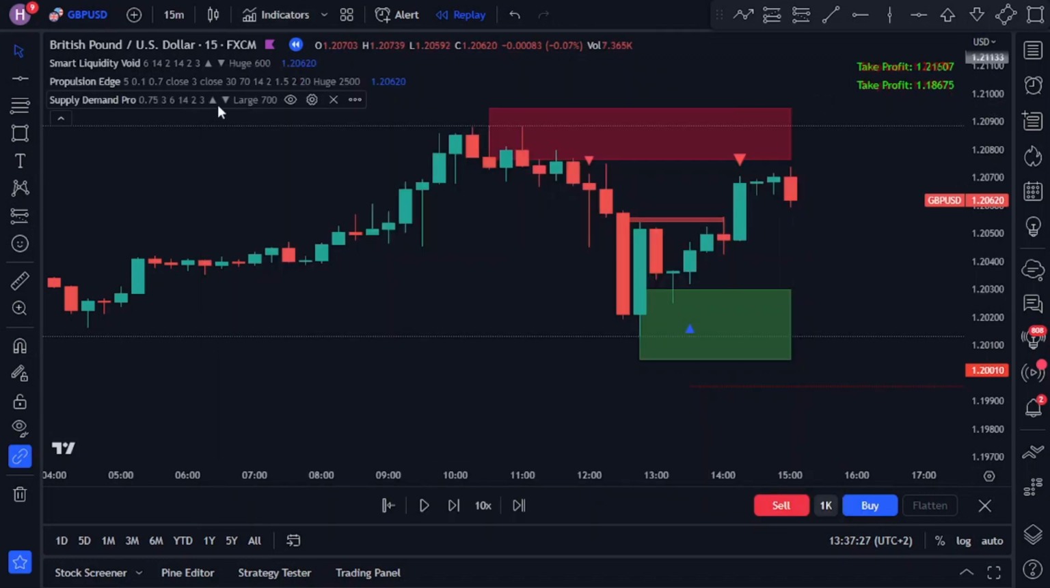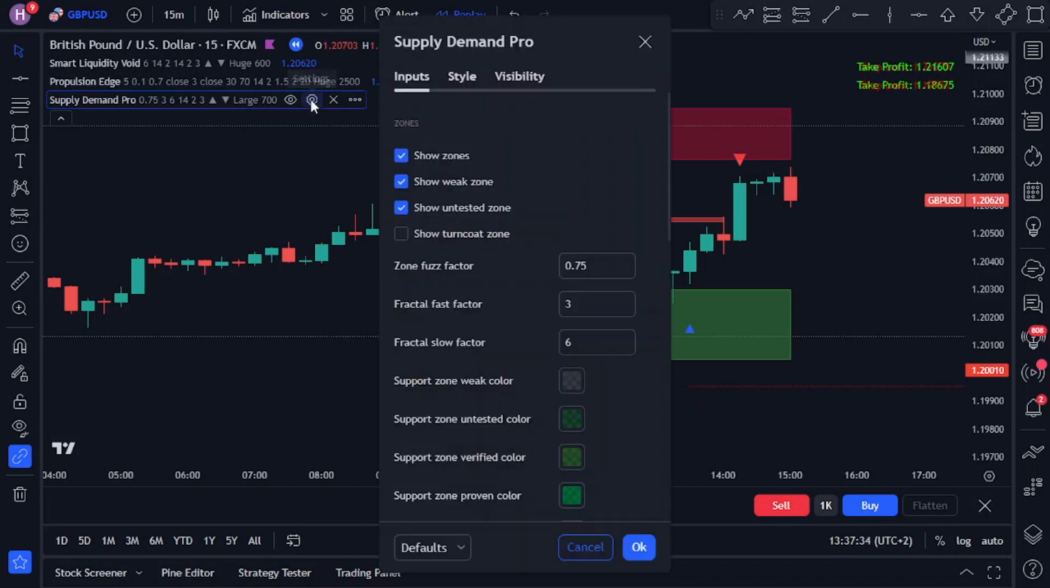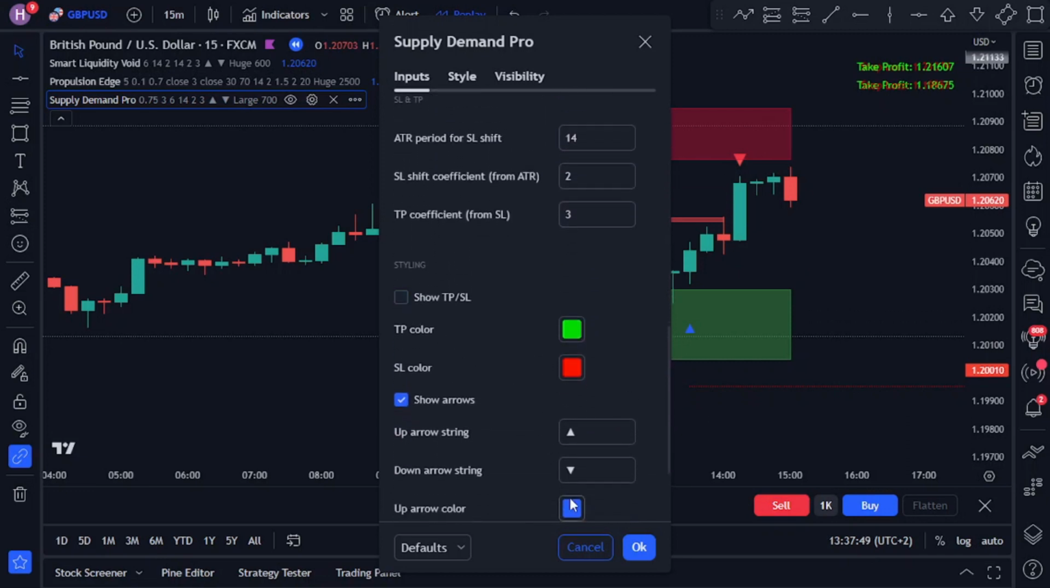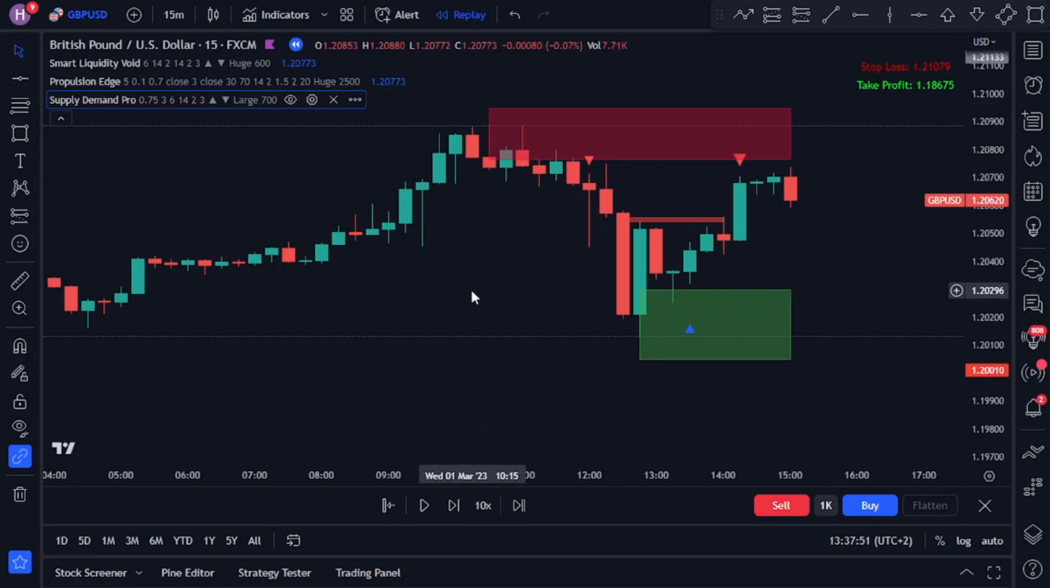After you've attached the Supply Demand Pro indicator to your chart, head over to the settings tab and we'll make the following adjustments. Under the settings, we are only going to select the tested zones and focus on these levels for our analysis. I'm also going to unselect the take profit and stop loss levels for this example.